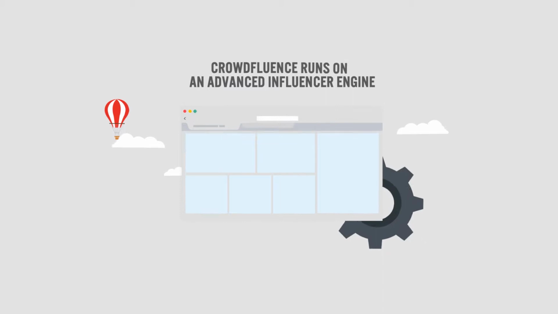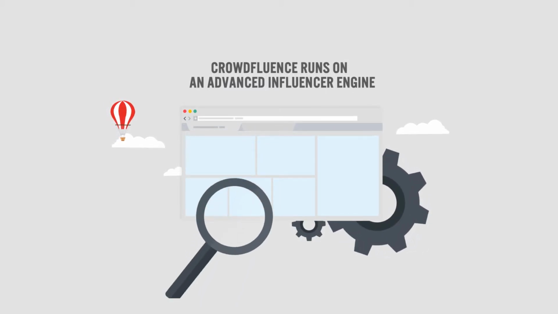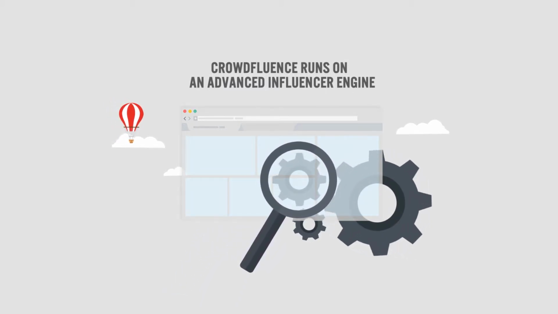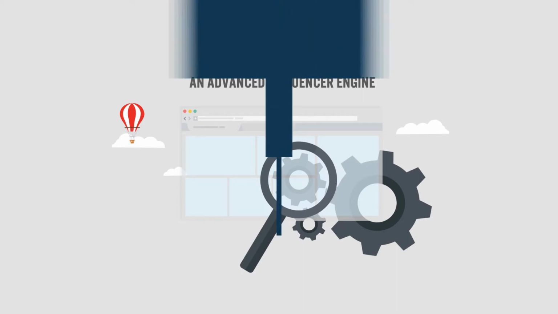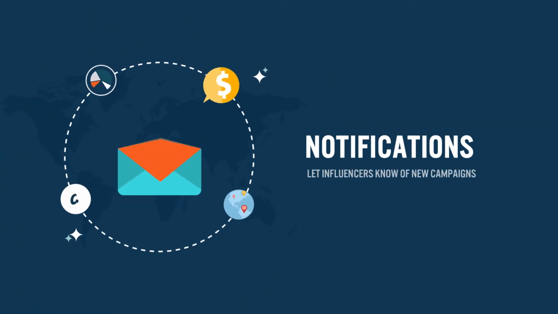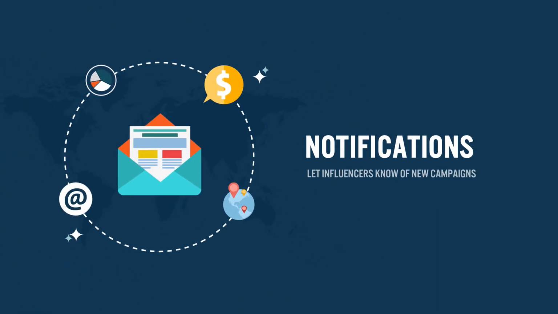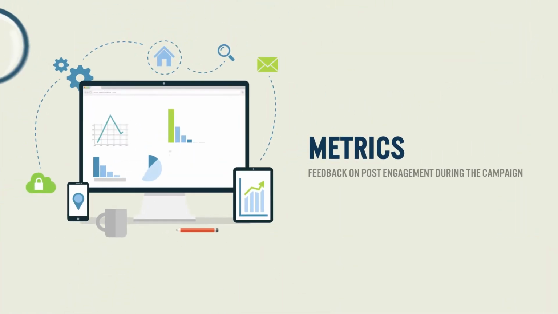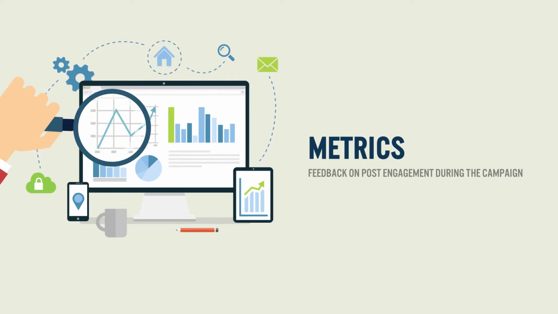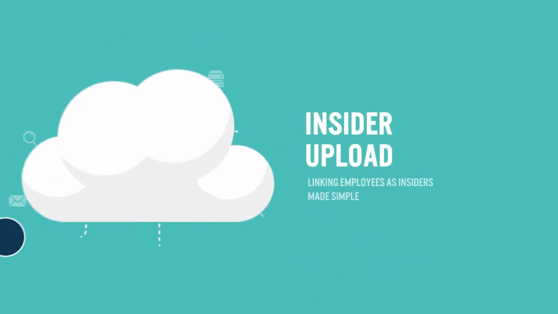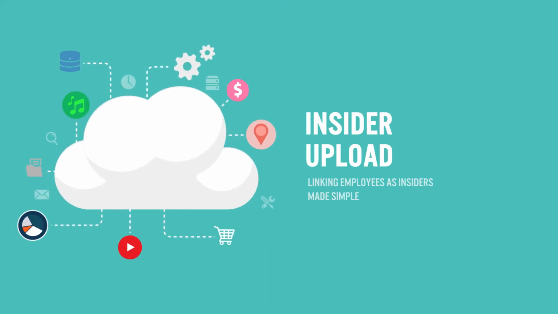We take great pride in our easy-to-use platform, but there's a lot of functionality under the hood within our code base. Here's a sample of what's in our engine, with more to come, of course. Notifications that let an influencer know when there's a new campaign in the system that they are eligible to participate in. Metrics that give feedback on post engagement during the campaign, both individually and in the aggregate. Insider upload, where the brand can upload a complete list of their company employees into our system and have them linked as insiders to the brand in question.